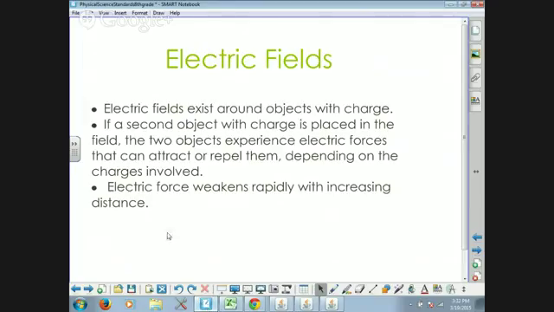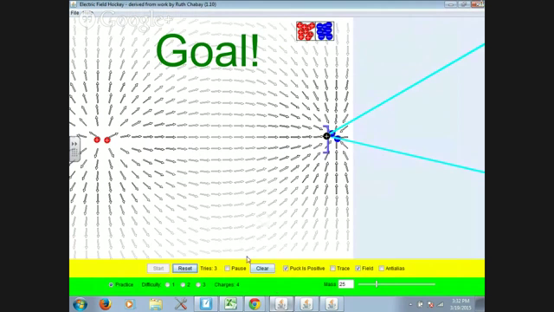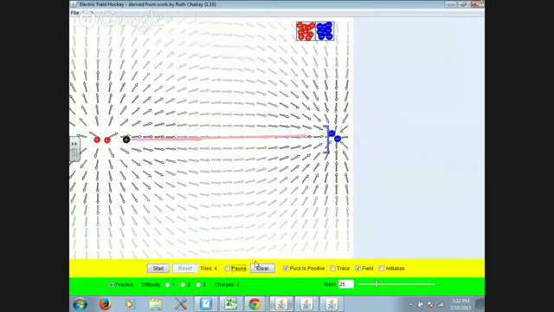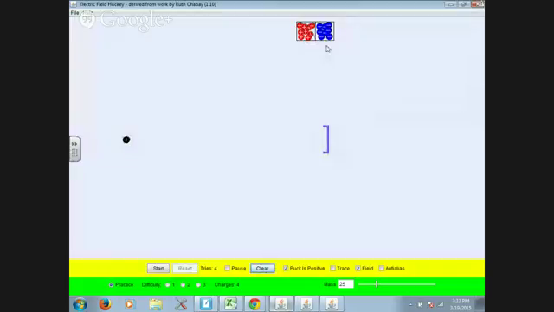Let's go back now. We're talking about electric fields. Electric force weakens rapidly with increasing distance. We saw that. Let's reset and clear. We'll put our negative back over here.